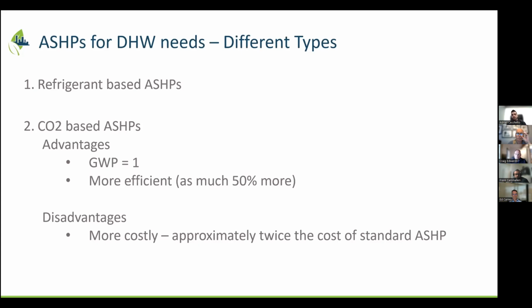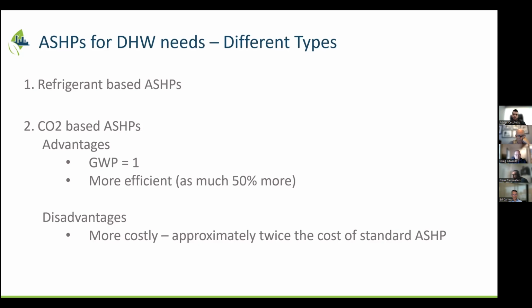So the CO2 based ones, the good thing about it is the global warming potential is 1, so extremely lower than most refrigerants that are available out there. So that's one of the advantages of that, and they tend to be more efficient as well. So that's the other good thing about these emerging CO2 based air source heat pumps. One of the disadvantages, unfortunately, is that at least right now the cost is quite a bit more expensive than your standard refrigerant based air source heat pumps. Approximately twice the cost of those. So a question a bit more for you, Ed.